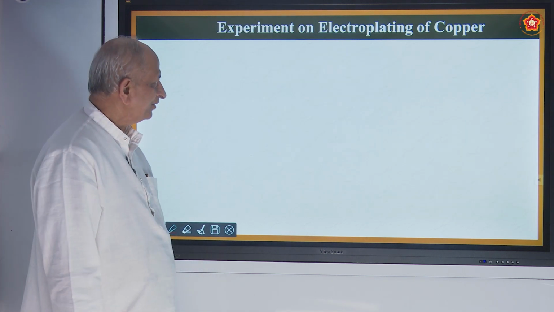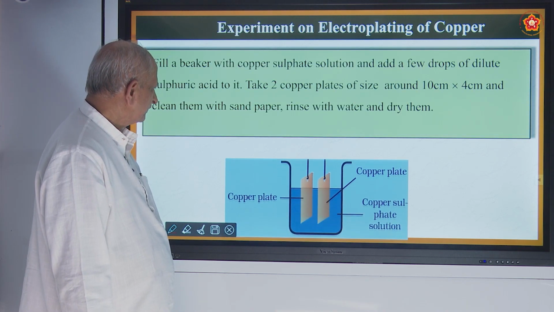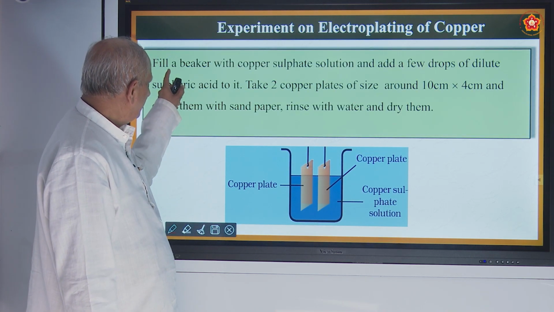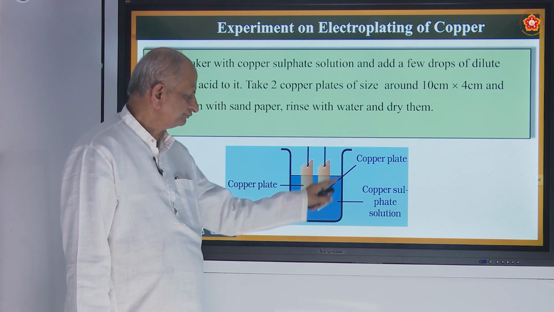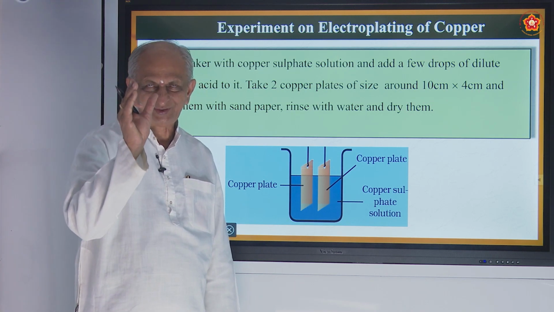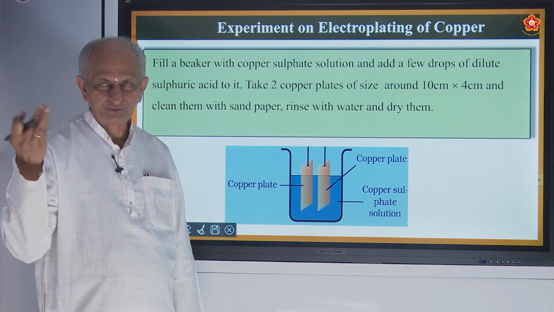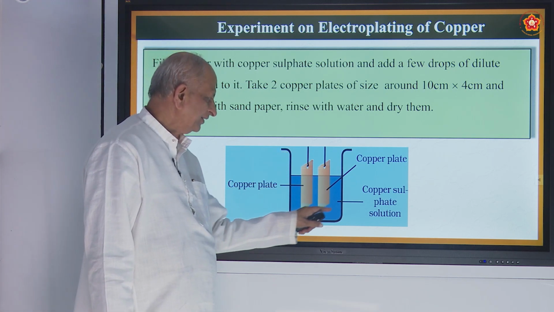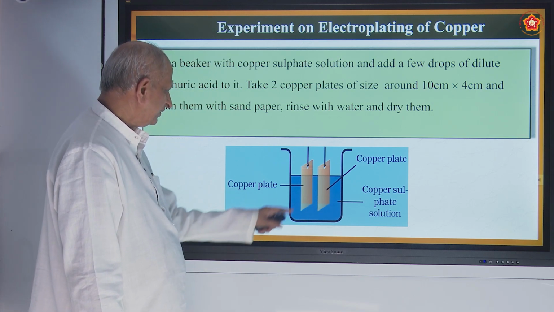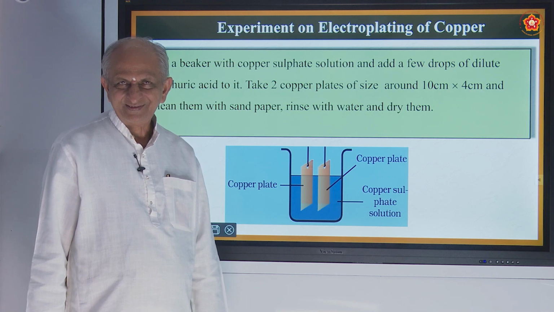So these are some of the examples or applications of electroplating. Okay. Now we will do one small experiment on that. Fill a beaker with the copper sulfate solution. So here is a beaker. Have you seen a beaker? It's a glass vessel with different measurements, maybe 100 ml or 200 ml, 250 ml, etc. So a beaker of say 250 ml is taken. And what are these? These are copper plates. Why must you take copper only? Cheap and best.